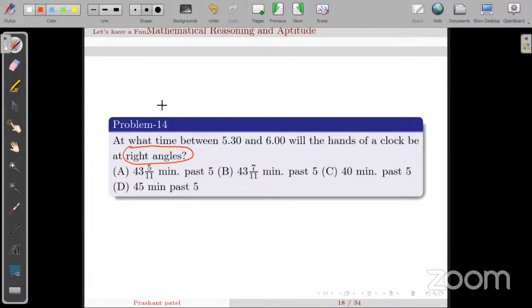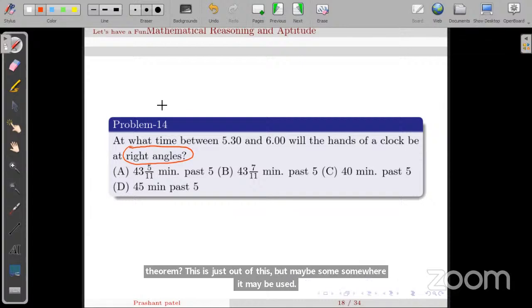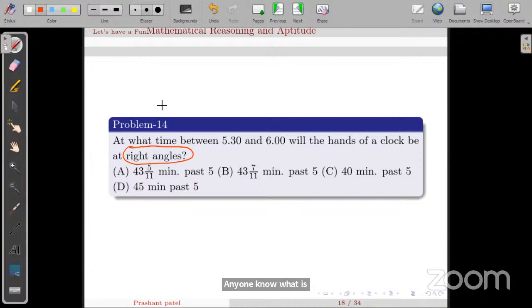Yeah, right angle is 90 degrees. Pythagoras is the theorem that I'm talking about. Very good. Can somebody state what the Pythagoras theorem is? This is just a side topic, but maybe somewhere it may be used. Does anyone know the statement of Pythagoras theorem? Very good, Rusty, you said Pythagoras. Anyone?